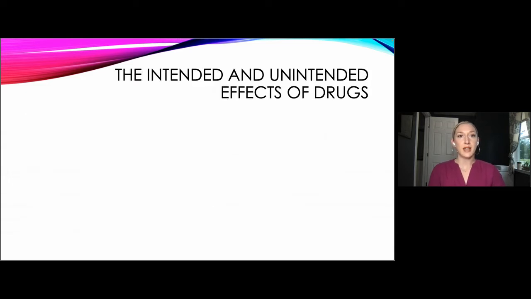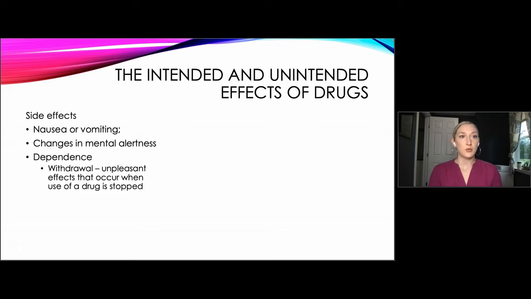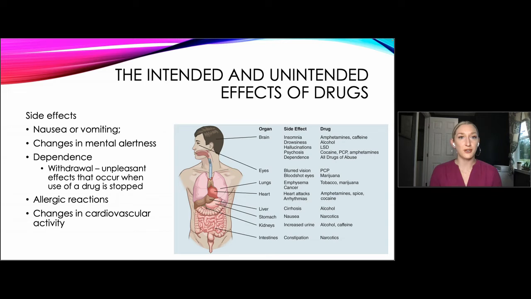So when we start with the intended and unintended effects of drugs, we look at side effects. Side effects are the unintended effects that are caused by a drug. These can include nausea and vomiting, changes in mental alertness, dependence, which also includes withdrawal, and withdrawal is simply an unpleasant effect that occurs when use of a drug is stopped. You can also have allergic reactions, changes in cardiovascular activity, and here's a chart on the right that shows the different side effects for the different organs depending on the drug that was taken.